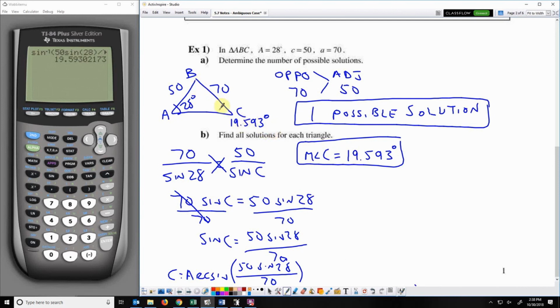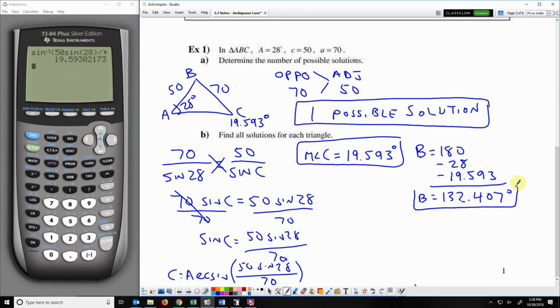Well, I can find angle B first, actually. In order to find angle B, I'm going to do 180 minus 28 minus 19.593. If I type that in my calculator, it's going to give me 132.407 degrees. So I've got my other angle. And I'm going to have to use that angle in further calculations, so I'll keep that extra decimal.